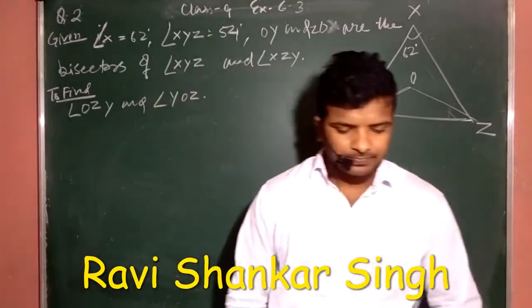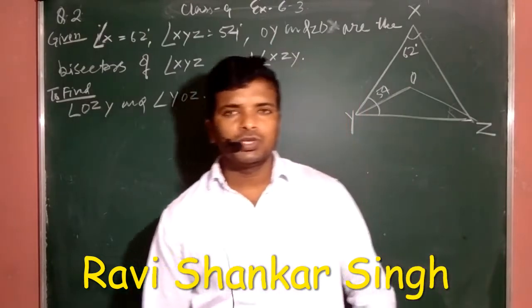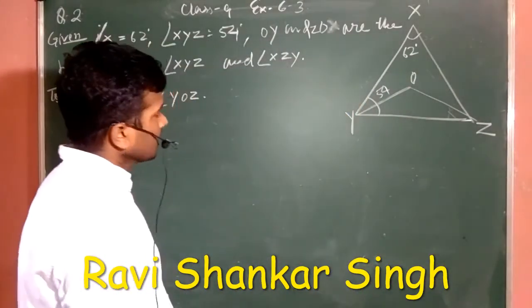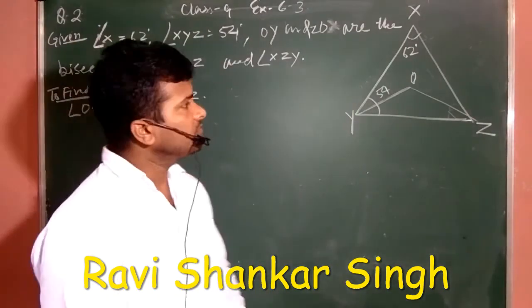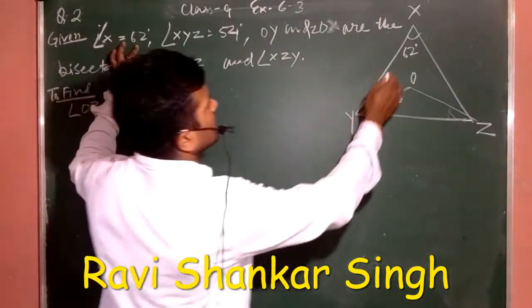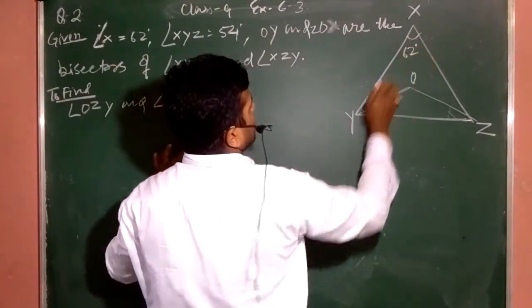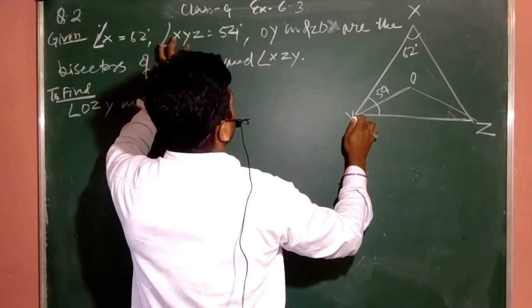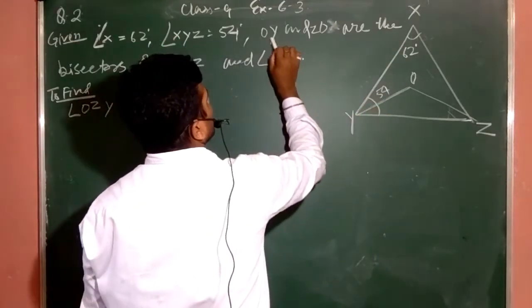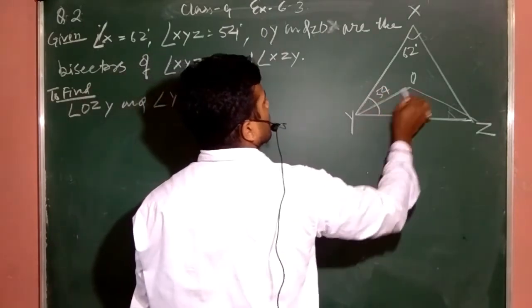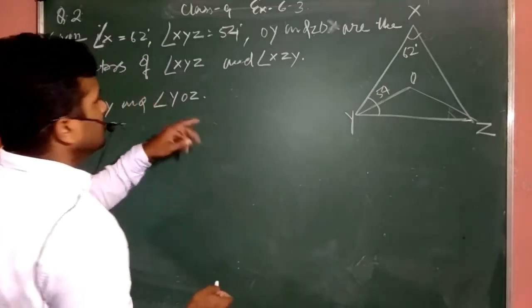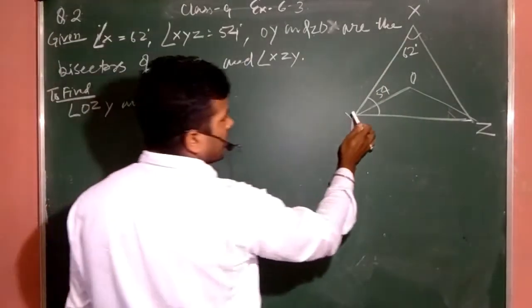Hello students, let us start question number 2 of exercise 6.3. Question number 2 says that angle X is given 62 degrees, angle XYZ is given 54, and OY and OZ are the bisectors of these two angles, XYZ and XZY.